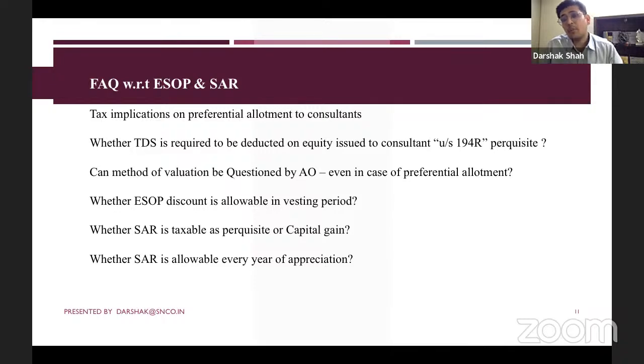Tax implication on the preferential allotment to the consultant. Let's understand this question. The question is saying preferential allotment to the consultant, right? Now, why are we using preferential allotment for the consultant? Because a consultant, not being an employee of the organization, cannot get ESOPs, he cannot get sweat equity, and therefore he is getting a preferential allotment.